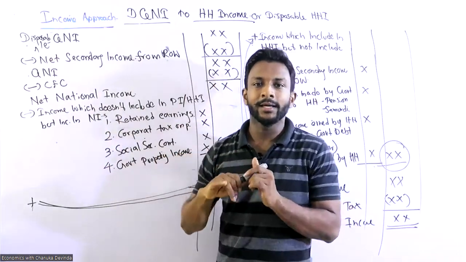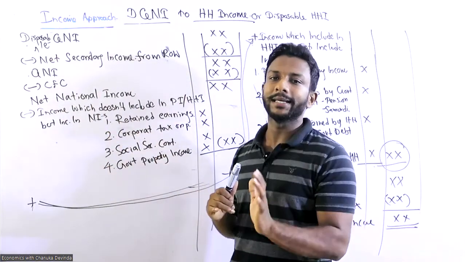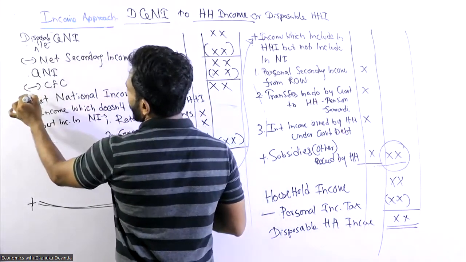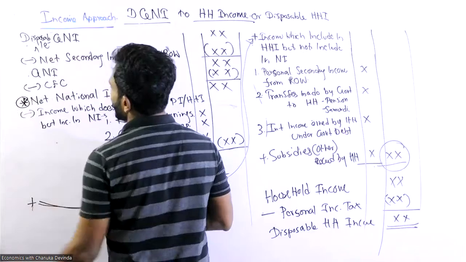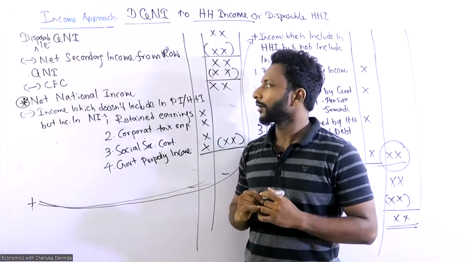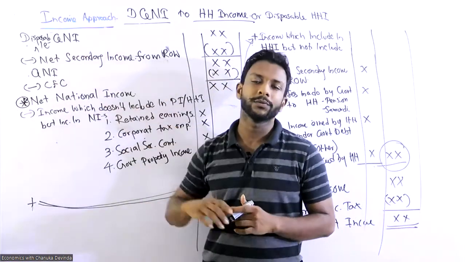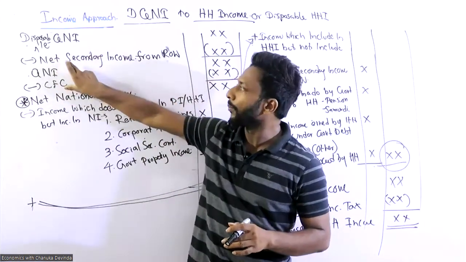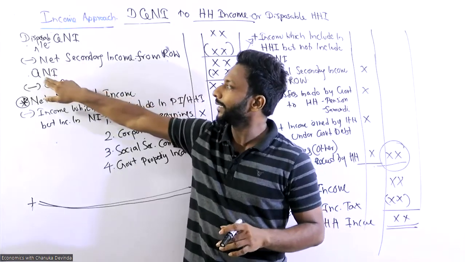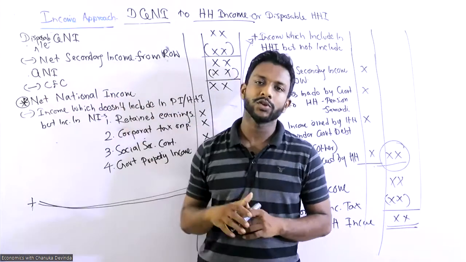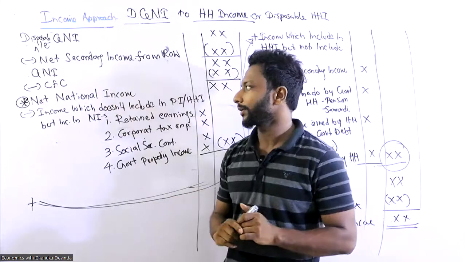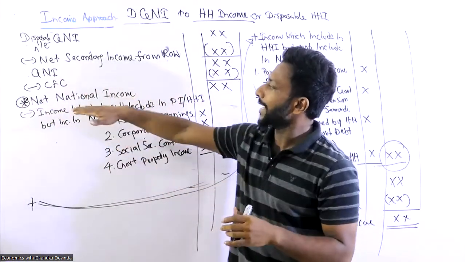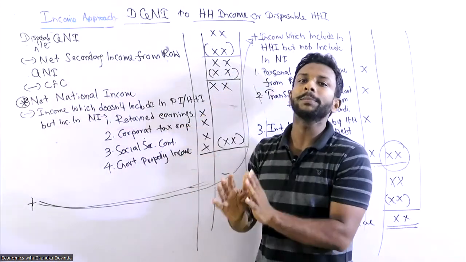And the best way to calculate household income is obtaining this value, net national income value, right? You can take it by these two steps. If it was disposable GNI, both should be deducted. If it was only gross national income, consumption of fixed capital can be deducted. And you will remove the things which are included in national income but not included in personal income.